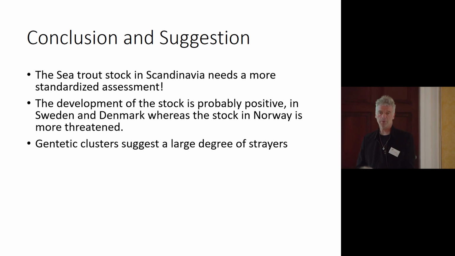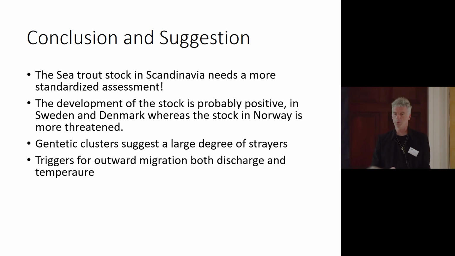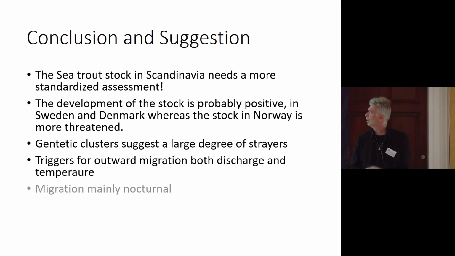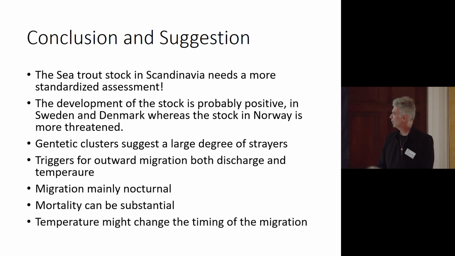Genetic clusters that we found suggest that we have a large degree of strayers. We probably still see homing, but the data suggests that at least 10% ought to be straying. The triggers for out-migration seem to be both discharge and temperature. Migration is mainly nocturnal, and mortality can indeed be substantial, especially in years of low discharge when the trout has to go through estuaries. Temperature might also change the timing of migration.